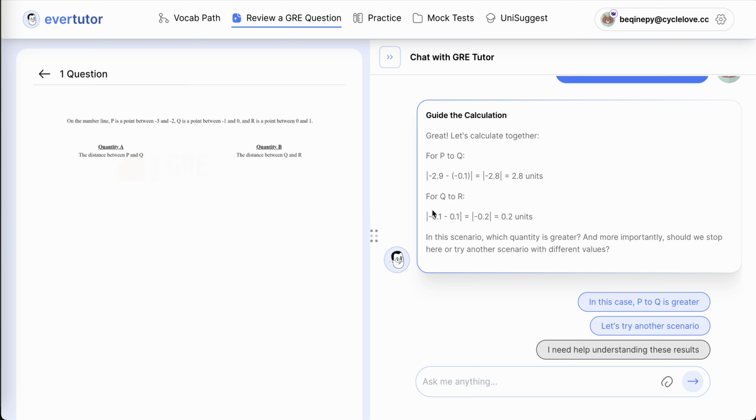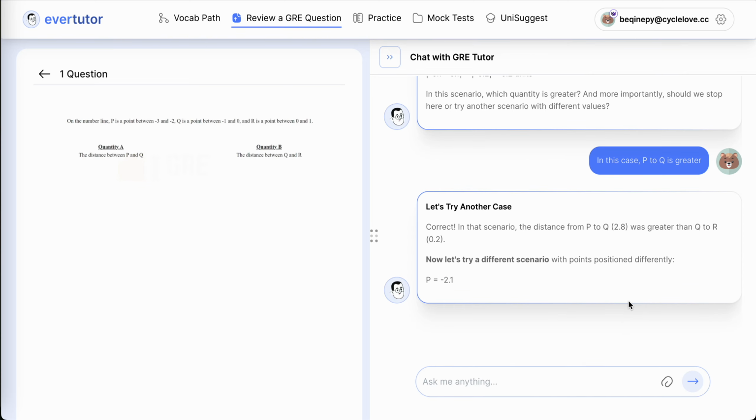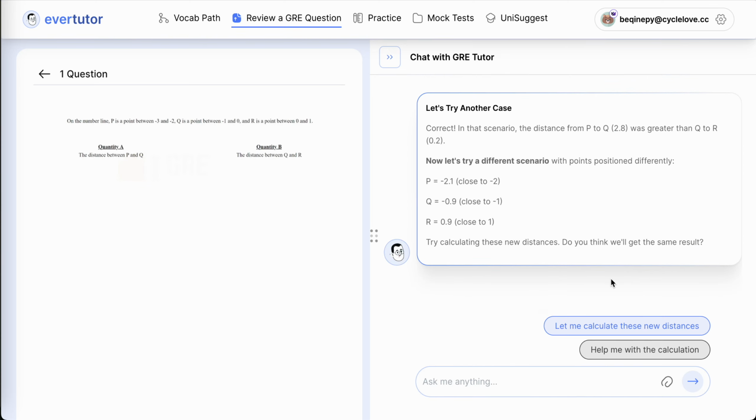Now in this particular case, the distance PQ is greater than QR. Quantity A is greater than quantity B. So that is one of the cases. Now let's create another scenario in which P is closer to -2, that is the upper bound for it. Q is closer to -1, that is the lower bound. And R is close to 1, that's the upper bound.